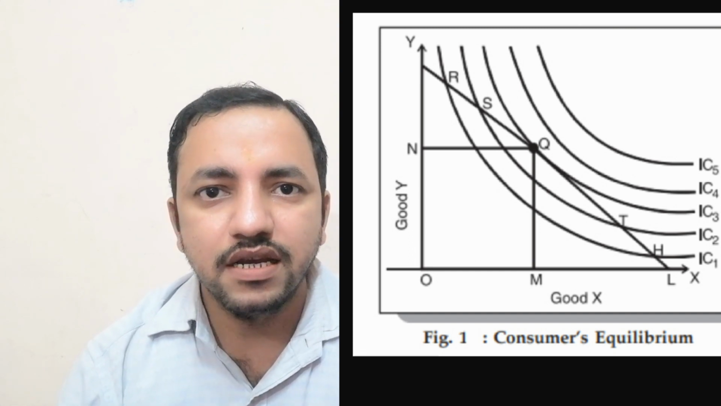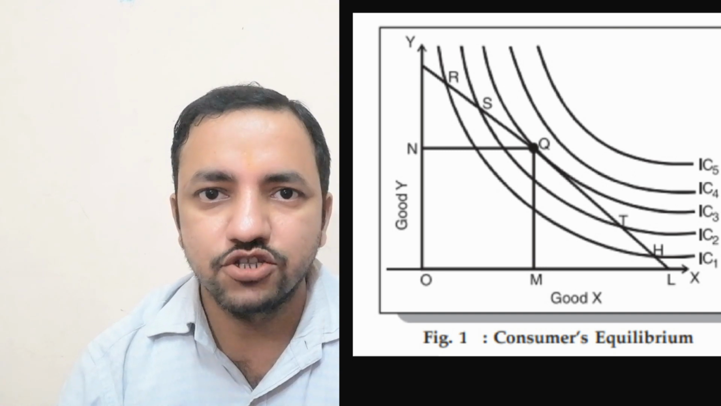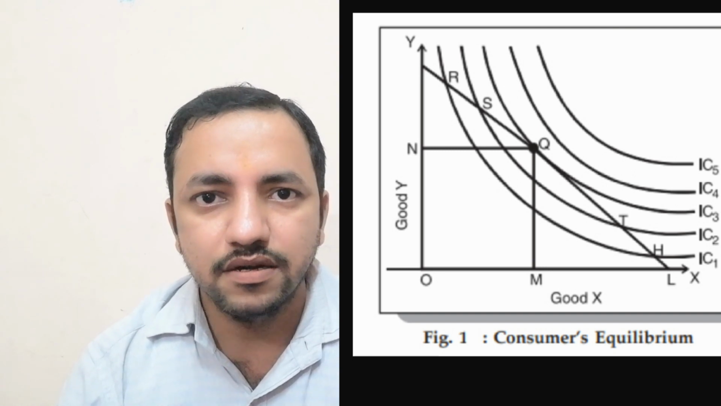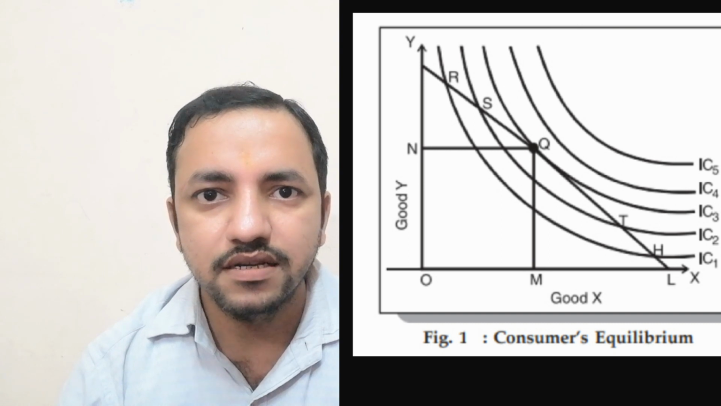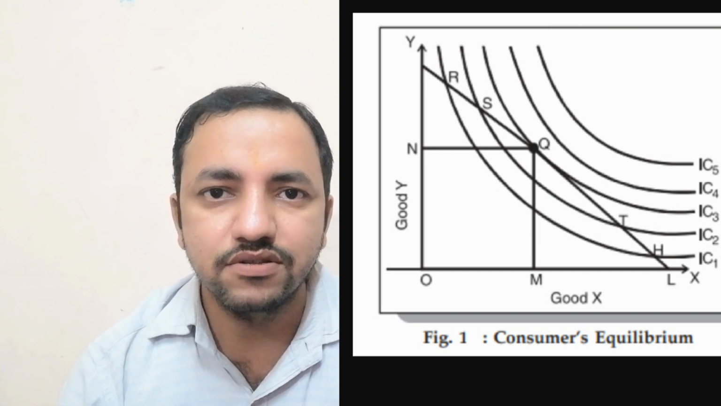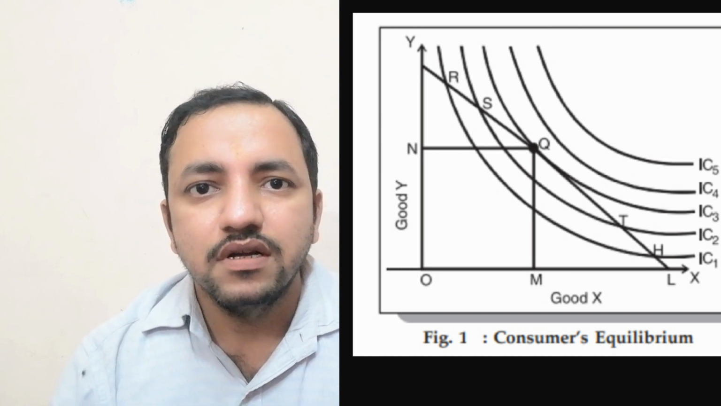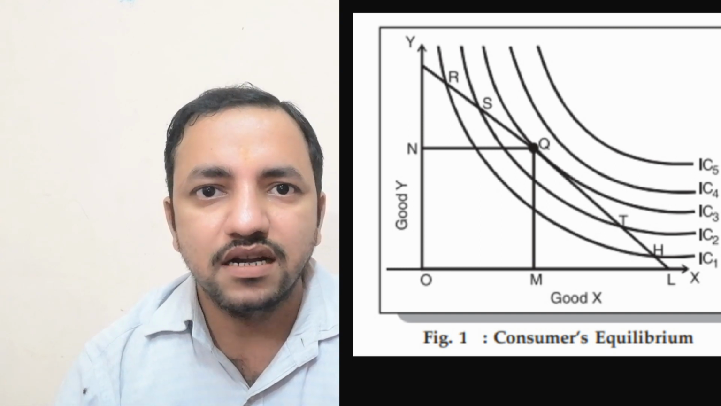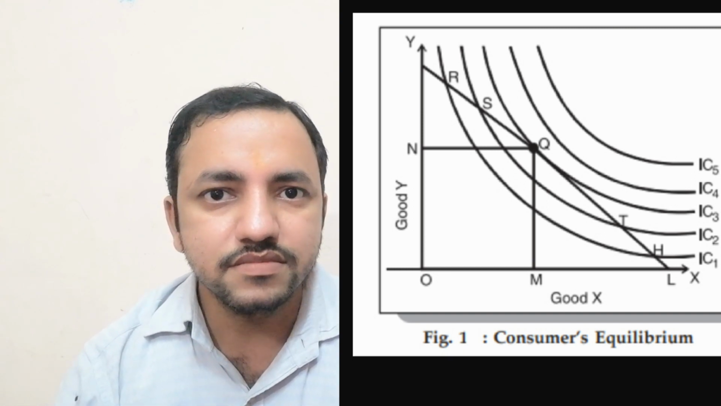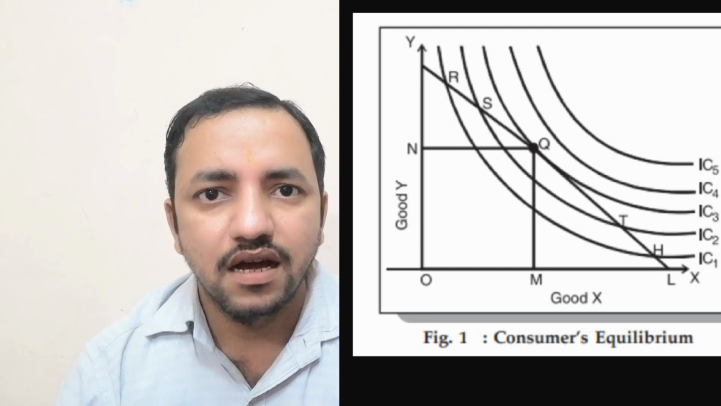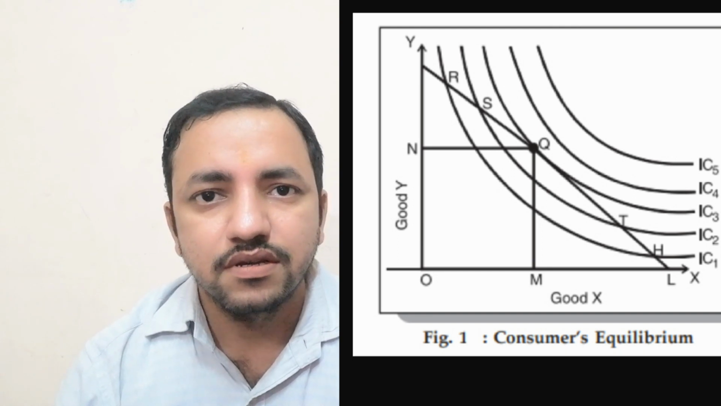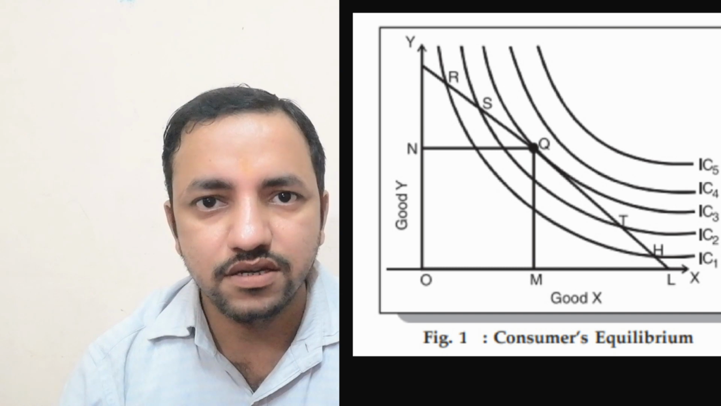Since the budget of the consumer is given, we draw a price line that is called budget line, that is PL on this graph. The PL budget line shows the various combinations of good X and good Y that can be purchased with the same budget the consumer has. Now there are various combinations that lie on the budget line. The combinations are R, H, S, T and Q.